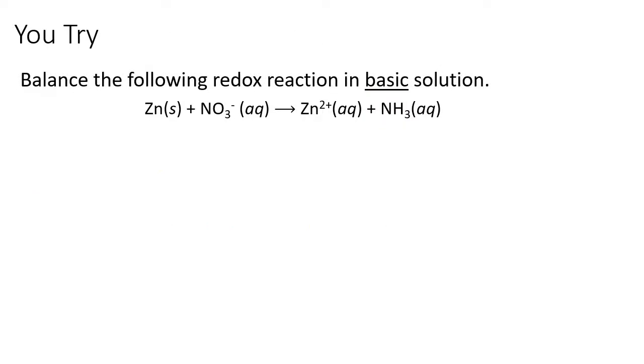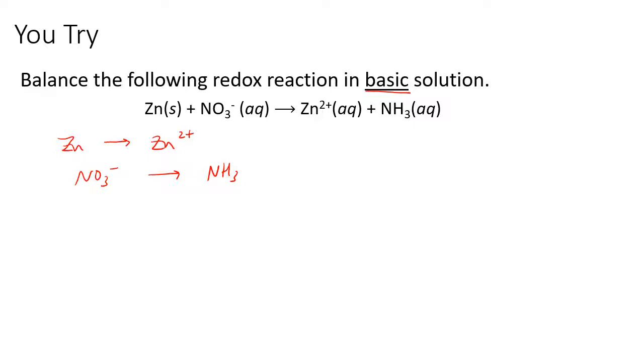Let's try our last example, balancing once again in basic solution. It's good practice to balance in basic solution because you're following all the steps for balancing an acidic solution, but just tacking on those few steps at the very end. Our 2 half reactions are going to be zinc going to zinc 2 plus ion, and our nitrate NO3 minus going to NH3.